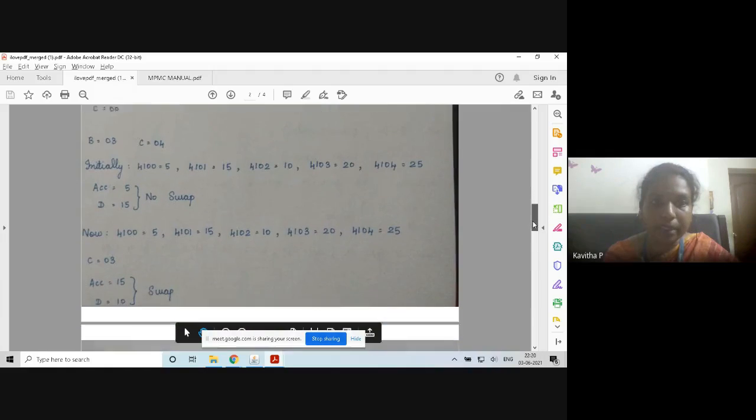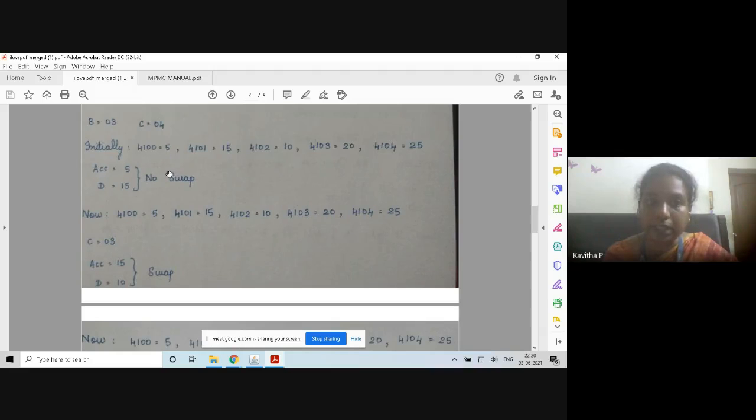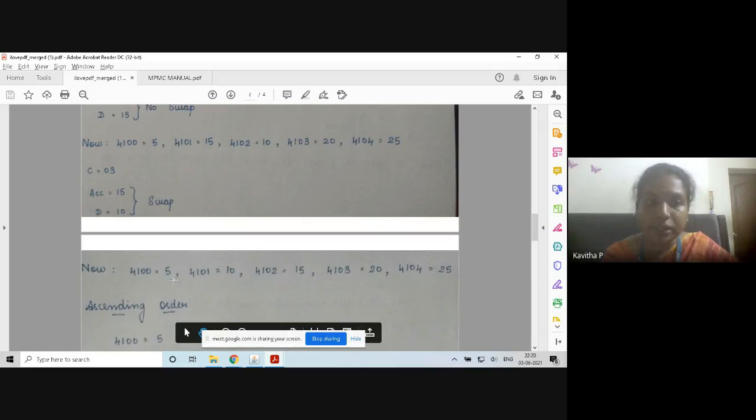After which we will decrement the C register value to be equal to 03. In the previous step, C is equal to 04. Now on decrementing, we get C equal to 03. So now with C equal to 03, we will be comparing the second data with the third data. So this 4101 value 15 is assigned to the accumulator, and 4102 value 10 is assigned to the D register. Since the accumulator value is greater than the D register value, swapping of numbers is required. So on swapping, 4100 will hold the same value 5, 4101 will be assigned with 10 now, and 4102 will be interchanged with 15. And the remaining fourth and fifth data will remain as they are.